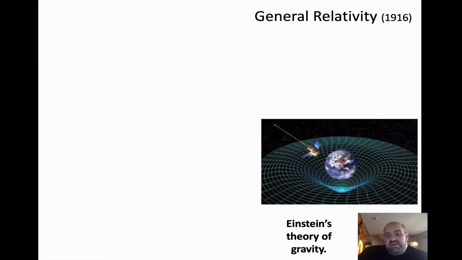So, general relativity, this was Einstein's theory of gravity. We know the acceleration of gravity on Earth is about 9.8 meters per second squared. We can calculate it on other planets.